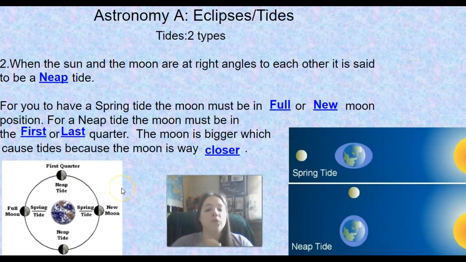So, at full or new moon, you could see the lunar or the solar eclipse, depending on if it's full or new, and that also causes the spring tides. First and last quarter moons cause the neap tides.